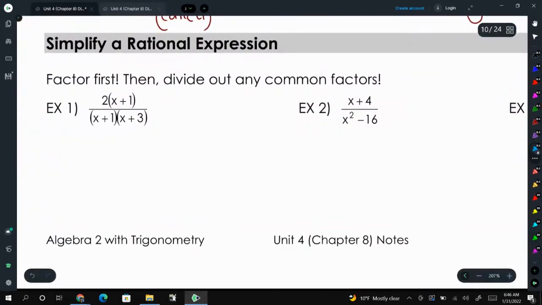Down here, example number 1 is already factored. So we could say, all right, let's cancel out the x plus 1's, and we're going to be left with 2 over x plus 3. Done.